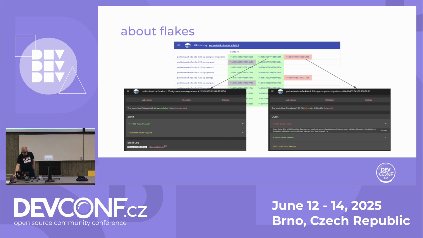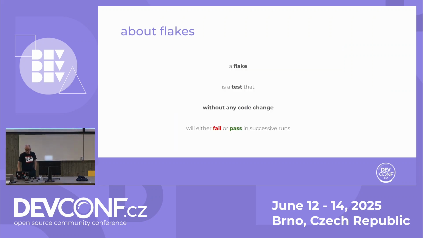Yeah, I need to rely on the spacebar, I think. So basically, my poor definition of a flake goes like this. For me, and probably also other people, a flake is a test that, without any code change, will either fail or pass in successive runs. So just as we saw before.